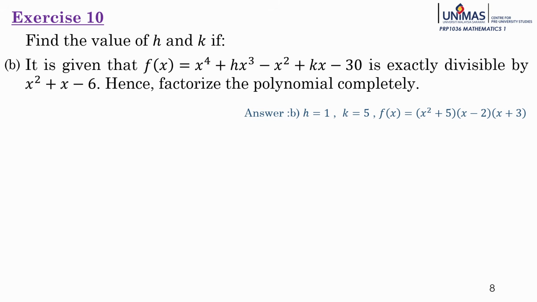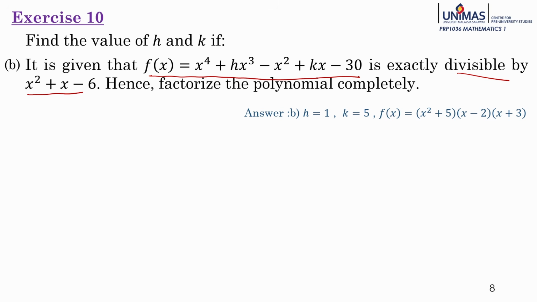Now let's see exercise 10b. Find the value of h and k if this polynomial f(x) is exactly divisible by x squared plus 6, minus 6. Then factorize the polynomial completely. So we have to find the value of h and k.